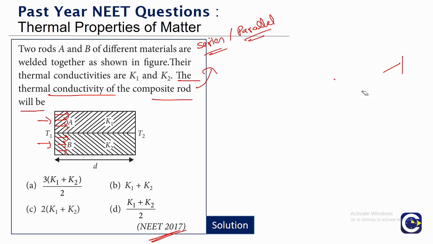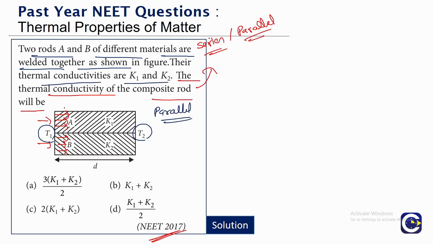Okay, so we have two slabs. We need to find the thermal conductivity of the composite slab. So let us see how we approach this question. Here the two rods A and B are made up of different materials, welded together as shown in the figure. This side is temperature T1, this side is temperature T2. So heat is going to flow like this. As we said, this is like the parallel arrangement. Their thermal conductivities are K1 and K2. We need the thermal conductivity of the composite rod.